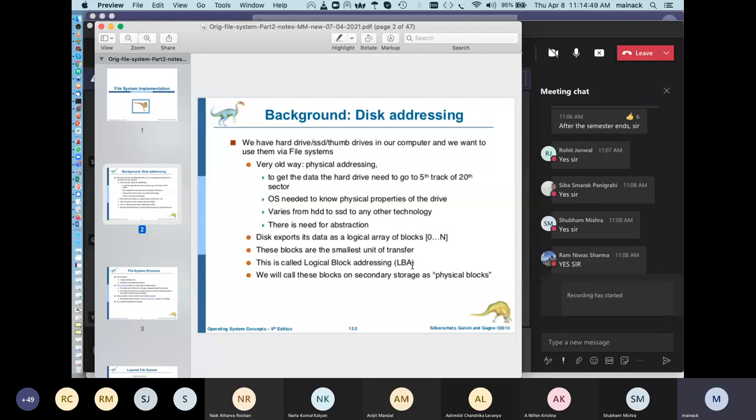Operating system doesn't know about logical block addressing or anything. The first thing to know is that when you are writing code as an operating system, you just assume whatever is underneath, in your hardware, is basically a logical array of data blocks, 0 to n. And this logical array abstraction is already provided by almost all of the hardware vendors.